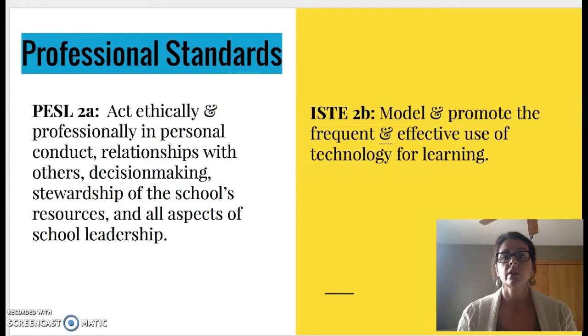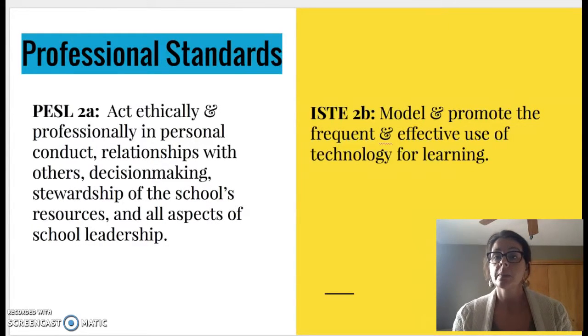Throughout my presentation, these are the standards that I believed to be true for this activity, that it's a responsibility of us as an administrator to act ethically and professionally in our personal conduct, relationships with others, decision-making, stewardship of the school's resources, and all aspects of school leadership, and also to model and promote the frequent and effective use of technology for learning. And I know my own experience using this stretches me a little bit out of my comfort zone, but I could see how this type of technological presentation could be really powerful for staff in a number of training opportunities that we might have ongoing throughout a school year.